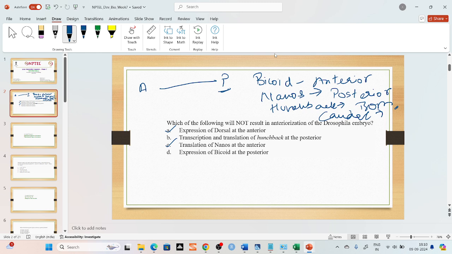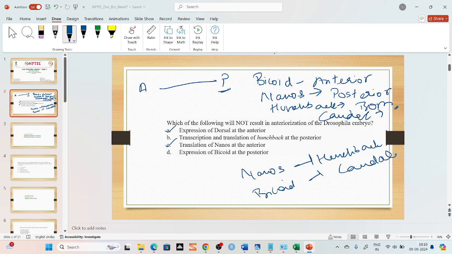Okay, so you should always remember that nanos inhibits your hunchback, and bicoid inhibits caudal. Okay, remember that nanos inhibits your hunchback and bicoid, it inhibits your caudal. Okay, now detail we won't go into right now.